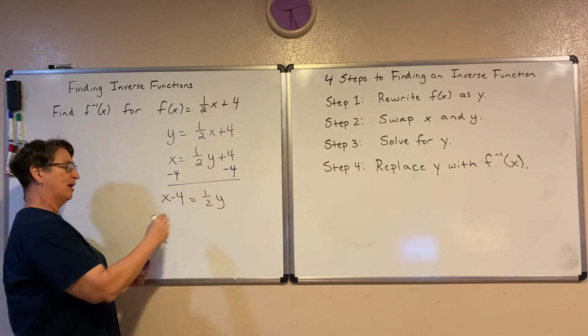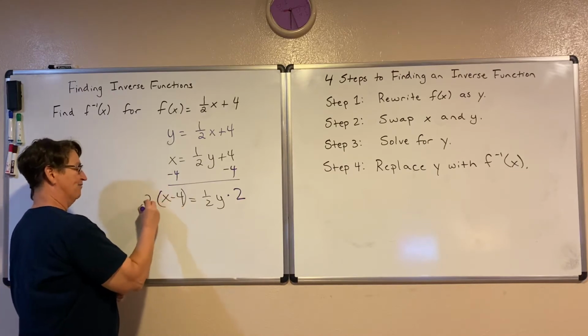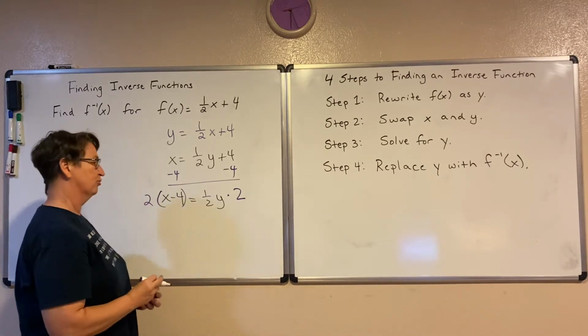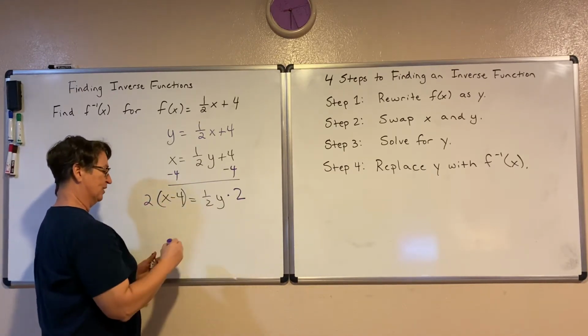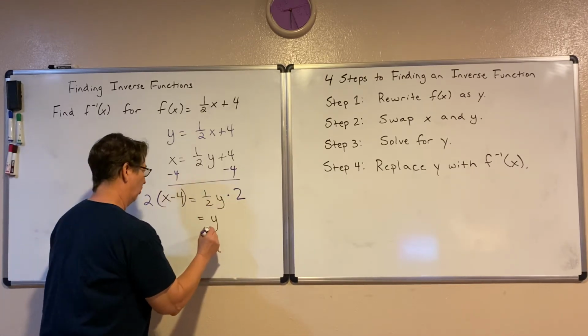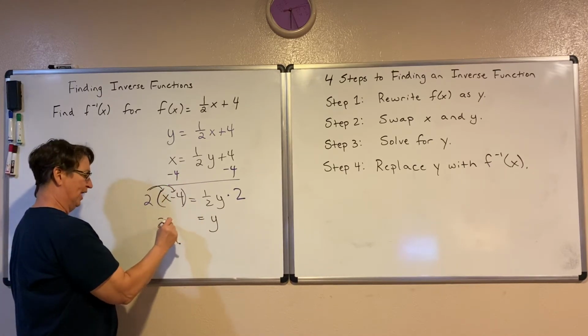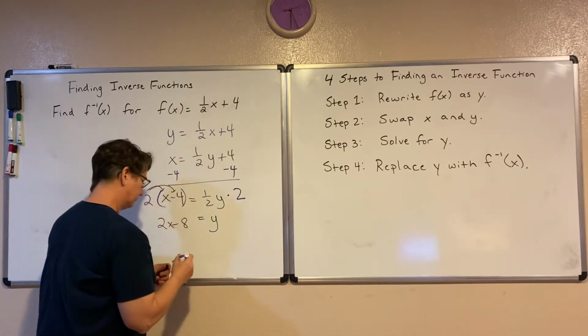Then I'm going to multiply both sides by 2, or you can divide by 1/2, which you multiply by the reciprocal, so we multiply by 2. This just becomes 1, and 1 times y is just y. Distribute that 2, so that we end up with 2x minus 8.